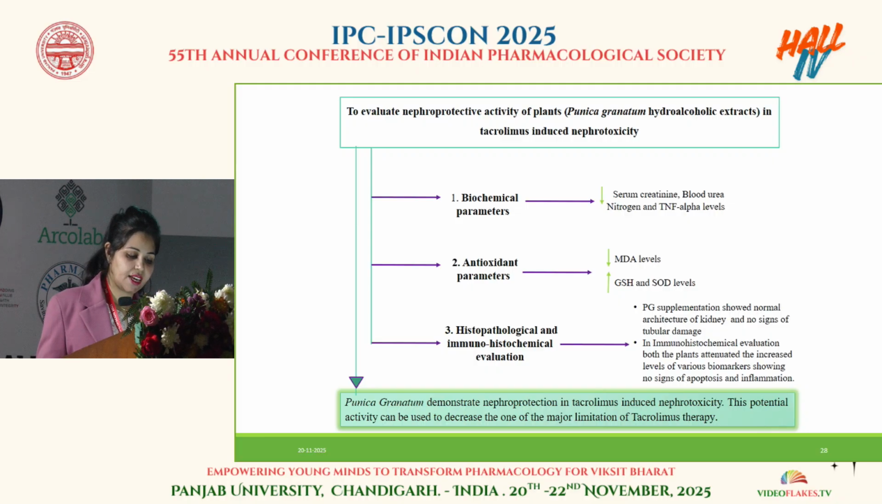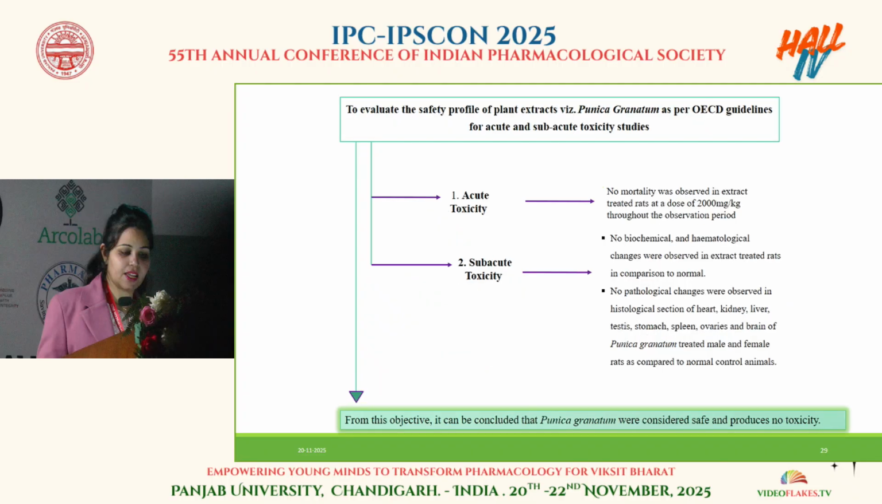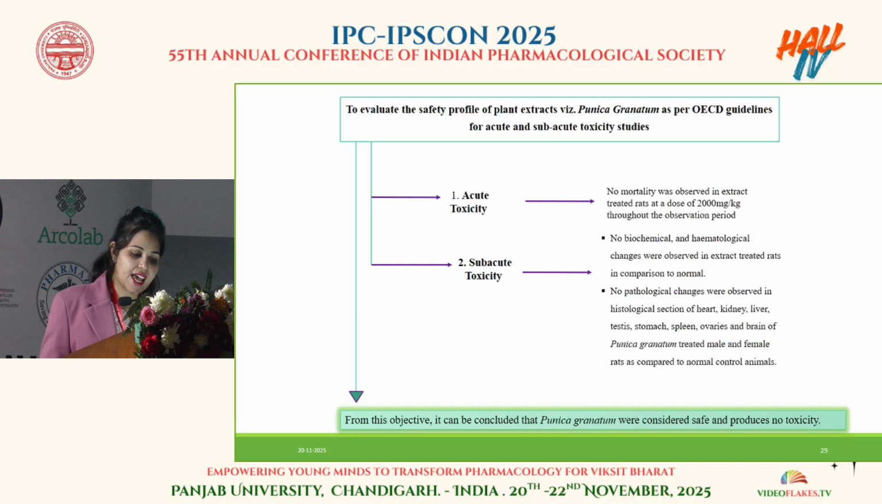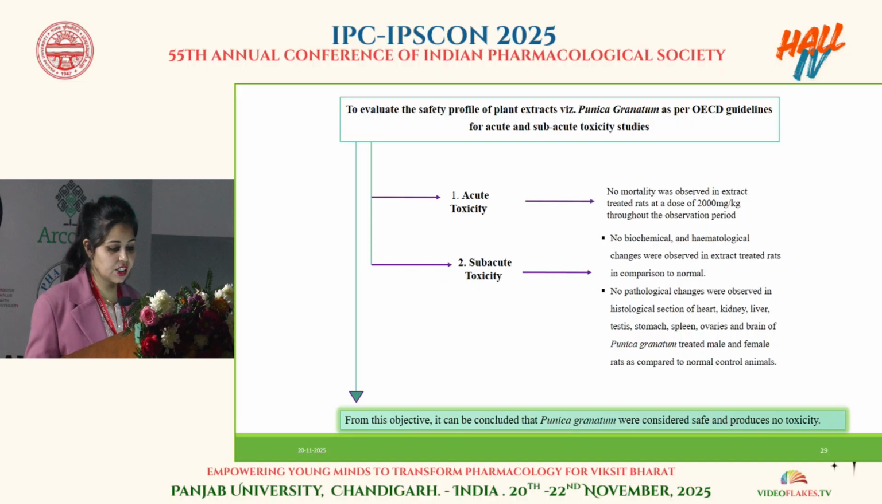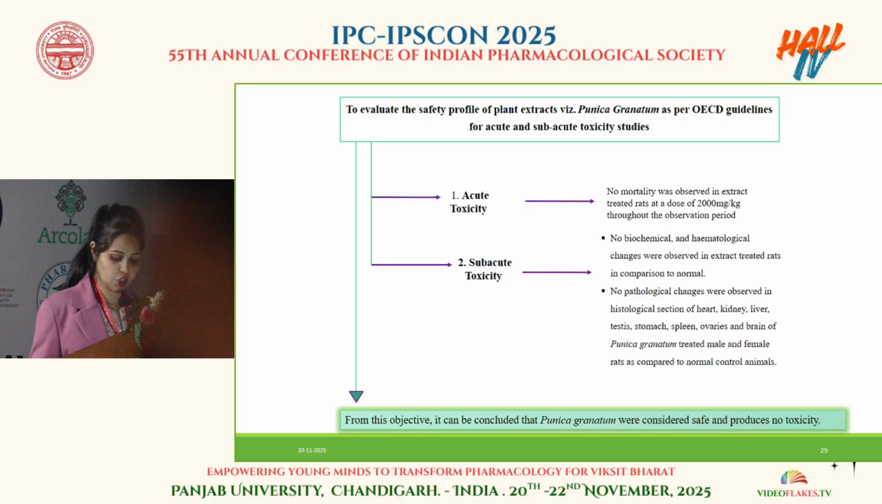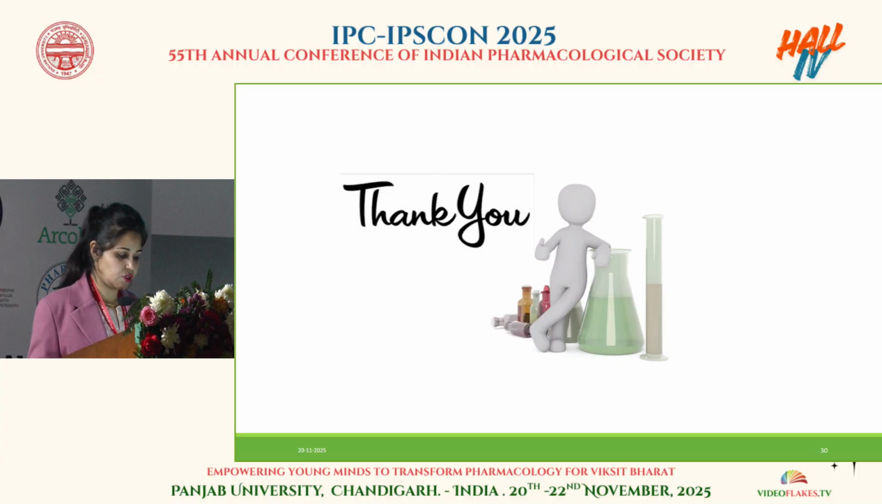So, Punica granatum demonstrates nephroprotection in the tacrolimus induced nephrotoxicity model, and it is safe in acute as well as subacute studies. We observed no biochemical or hematological changes, and no pathological changes were observed in any of the sections of liver, heart, kidney, testis, stomach, spleen, ovaries, and brain of male and female rats as we compared them with the normal rats. So thank you.